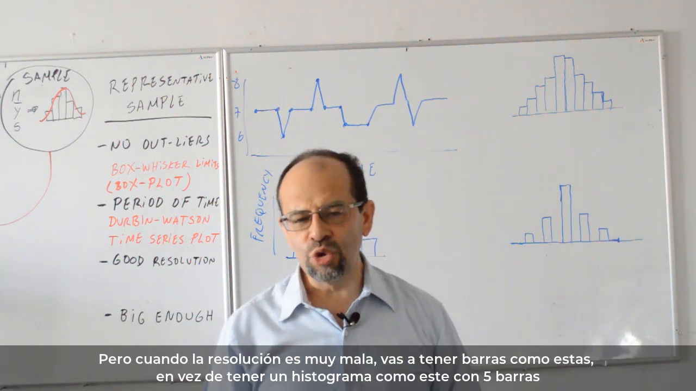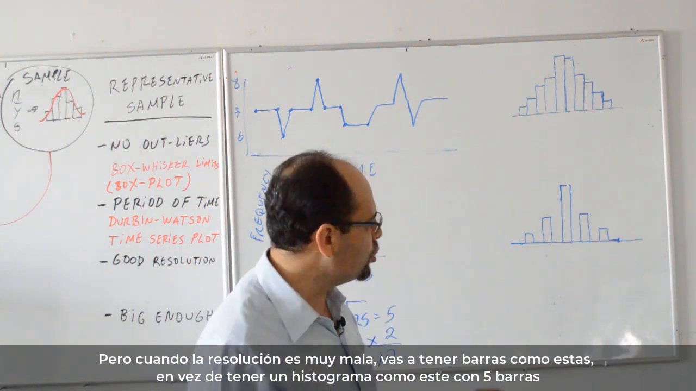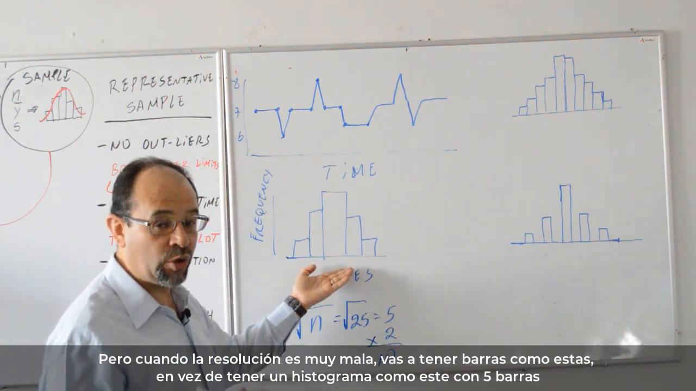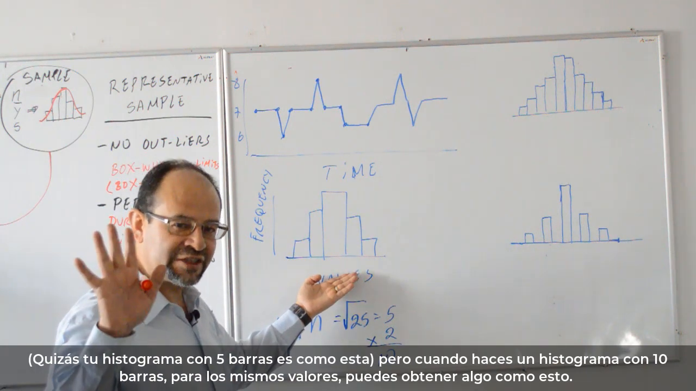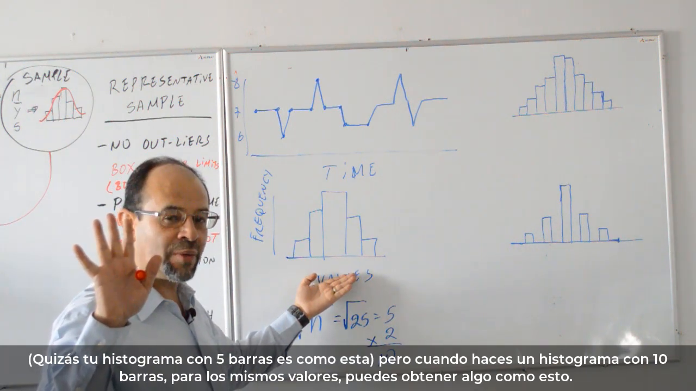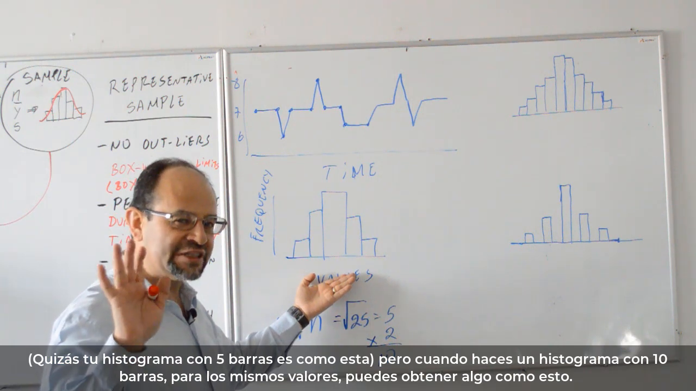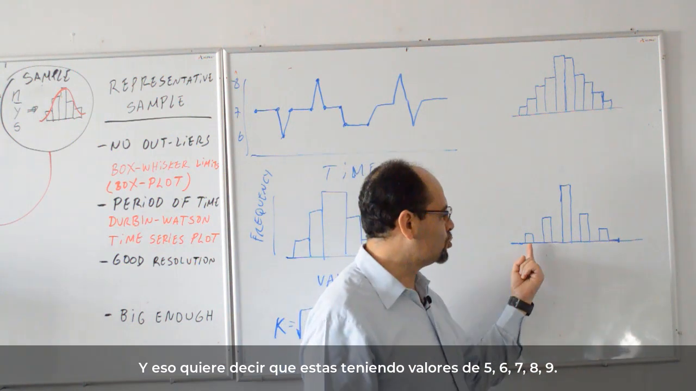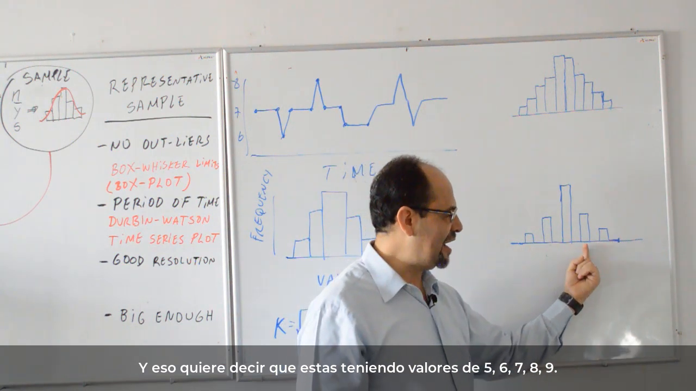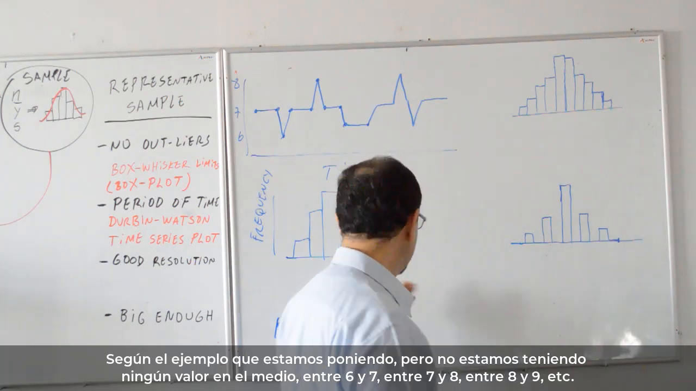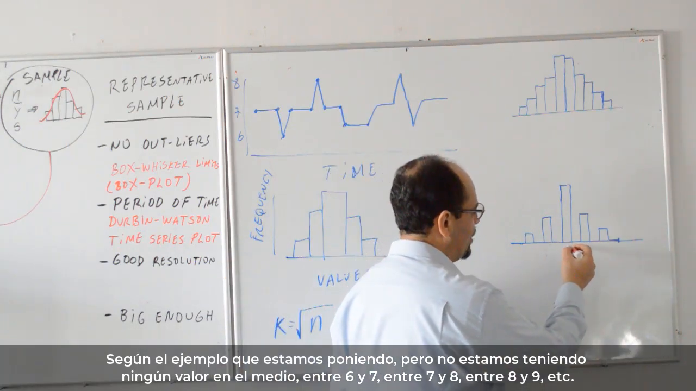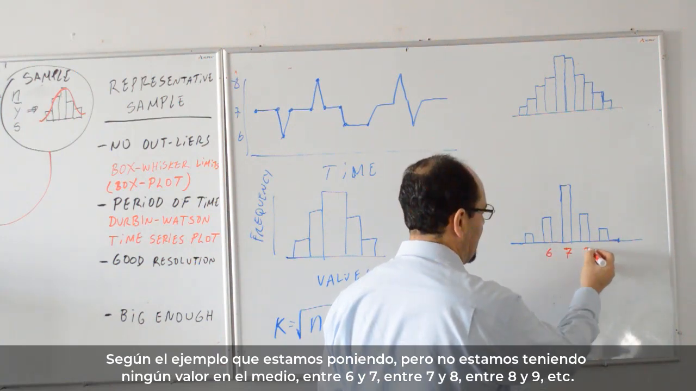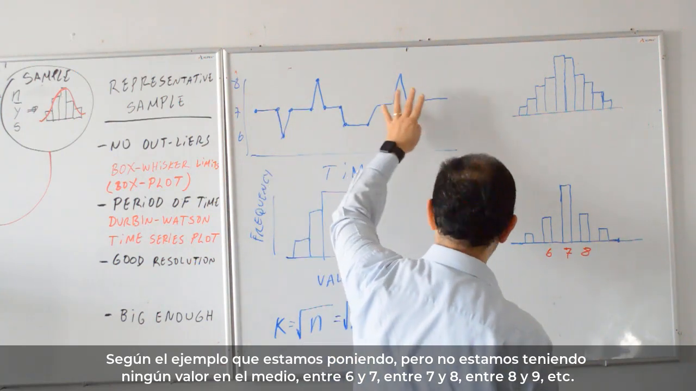But when your resolution is really bad, you are going to have things like this one. Instead of having a histogram like this one with 5 bars, maybe your histogram with 5 bars is like this one. But when you do a histogram with 10 bars, with the same data, you can get something like this one. And that means that you are having values of 5, 6, 7, 8, 9 in the example that we are saying here. So you are having values here of, for instance, 7, 6, 8, etc. The example that I'm having here.